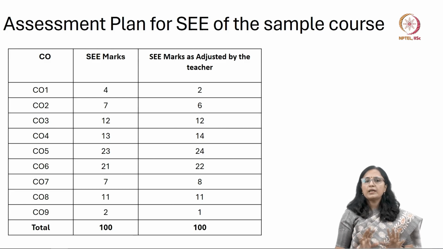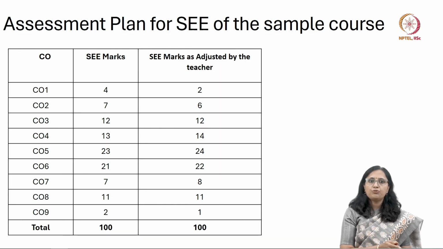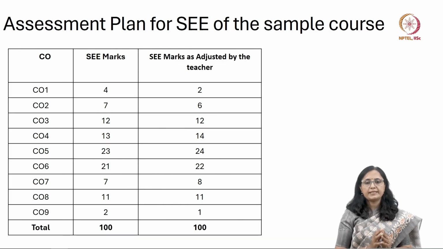Now that the assessment plans for CIE and SE are ready, we are very aware of the distribution of marks for every course outcome and also the distribution of marks for different kinds of test instruments. For CIEs we have taken 4 and we have just 1 SE.